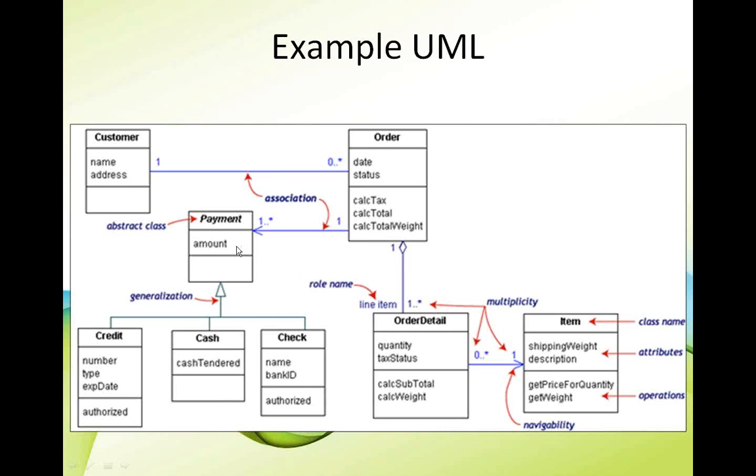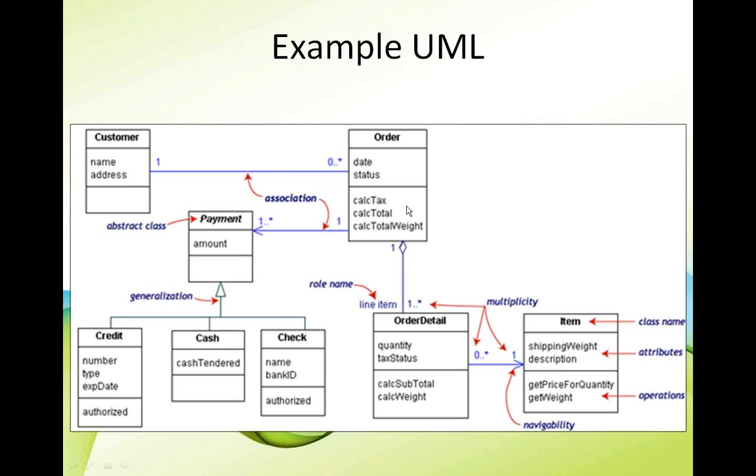Now, I can just say payment and amount, or I could take something like cash and replace payment. So if I fill out cash, cash is going to have amount and the cash tendered because this is a generalization. And again, generalizations can be substituted. Cash can substitute payment, but it's going to inherit any of the elements inside of payment.